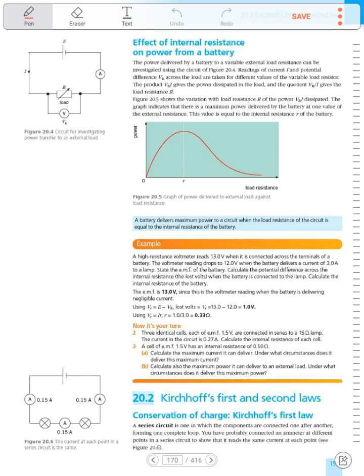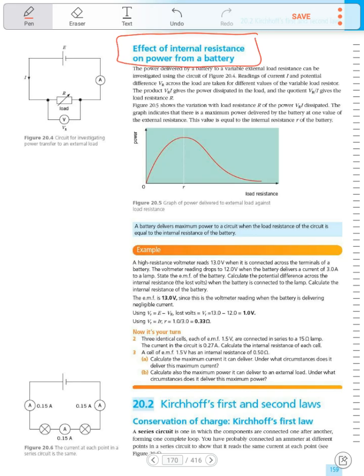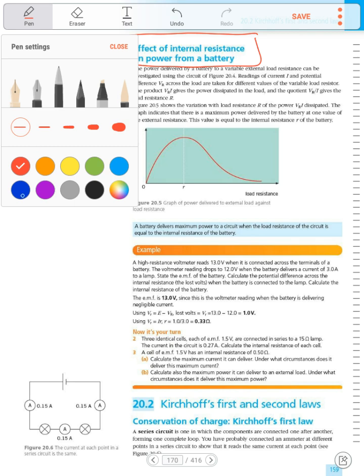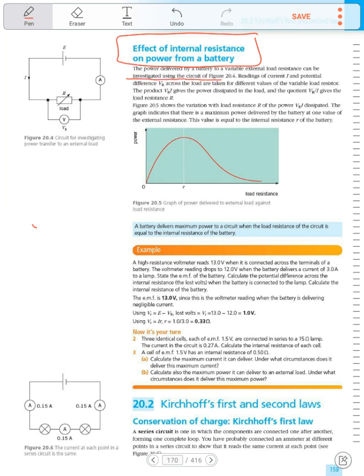Okay, what is the effect of internal resistance on power from the battery? The power delivered by a battery to a variable external load resistance can be investigated using the circuit as in figure 20.4. Variable resistor, power supply, and voltmeter parallel to the load resistance. Readings of current I and the potential difference across the load are taken for different values of the variable load resistor. The product is current multiplied by resistance.